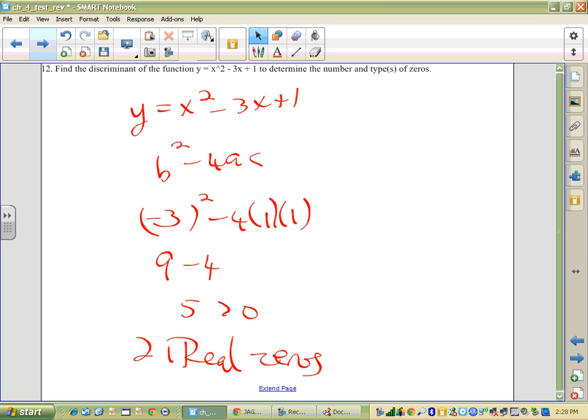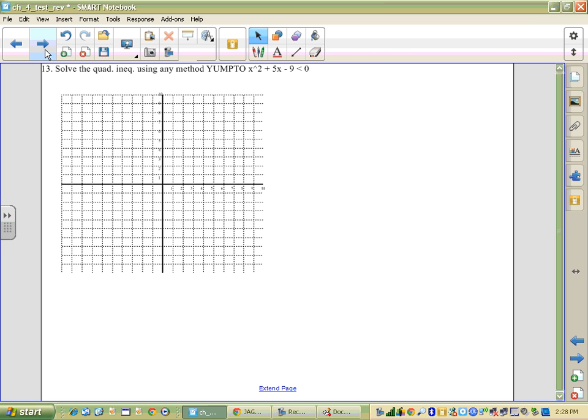Here we go. This says 5 is greater than 0. It's positive. Yeah. Okay, here we go.